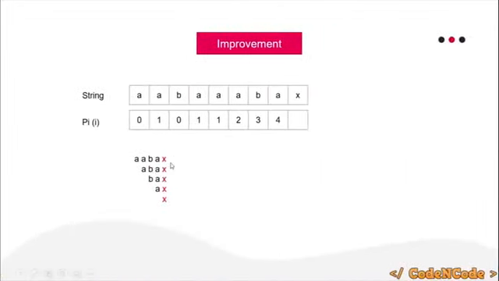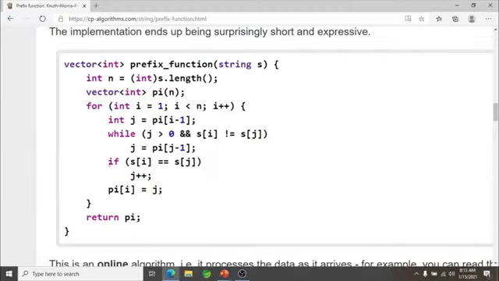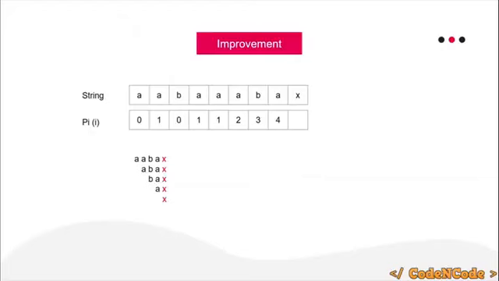If that condition fails, j should be initialized with pi of j minus 1, right? J should be initialized with pi of j minus 1. Why is that so? Let me show you. See, when the length 5 doesn't match, either it would be ABAX.